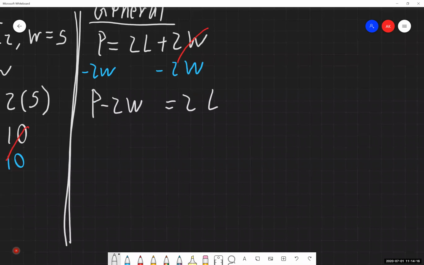And again, now we need to get the L all by itself. I need to divide both sides of the equation by 2. So I'm dividing by 2 here. And again, I'll show you guys the 2 ways you can write this out for yourself. I'll put 1 over here.